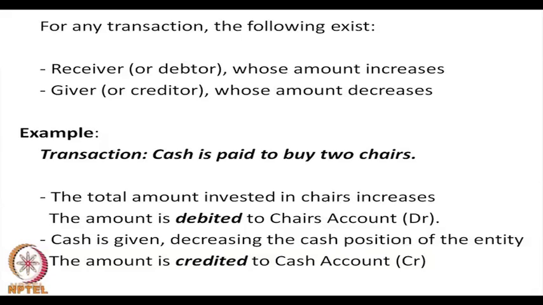Now, in this slide we are giving an example. Whenever money is transacted, there is a receiver whose amount of cash increases and there is a giver whose cash position decreases. So, you can see that for a transaction in which cash changes hands, actually two sub transactions are involved, requiring two entries. We shall call the person who receives the money a debtor, and the person who gives the money a creditor.